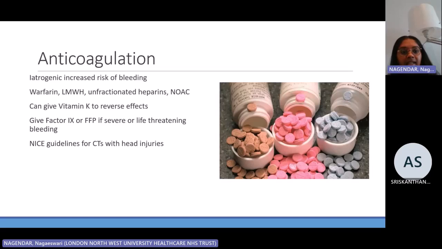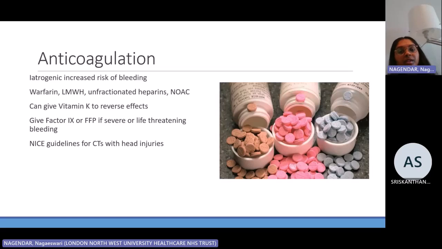So you can give vitamin K to reverse effects, especially for warfarin. And if patients present with severe or life-threatening bleeding because they're on anticoagulation, you can give factor 9, or you can give fresh frozen plasma, which contains all the coagulation factors.